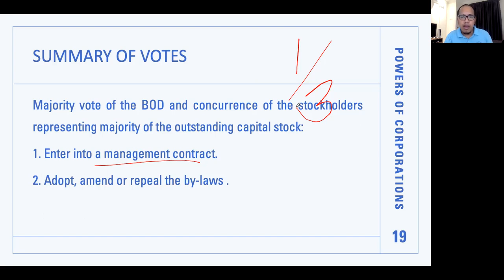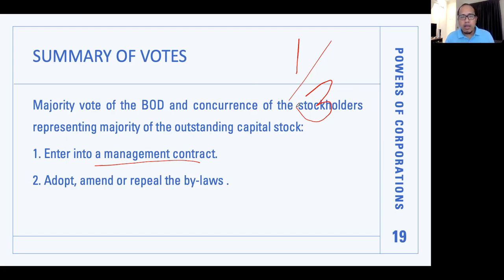Allowed din tong number 1, entering into a management contract, if hindi existing yung interlocking board of directors. Katulad kanina, if the majority of the board of directors ng managed corporation is also majority of the managing corporation. Kapag hindi present yan, okay na tong number 1 natin na majority vote lang ng board at majority vote lang ng stockholders. Number 2, adoption, amendment, and repeal of the bylaws requires only majority decision.